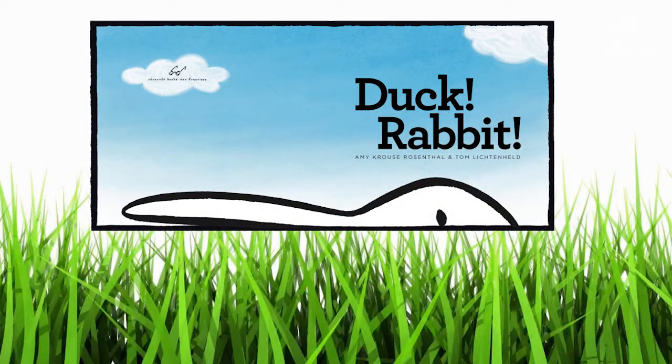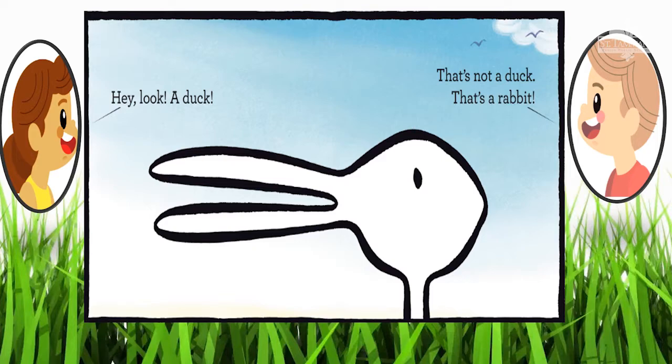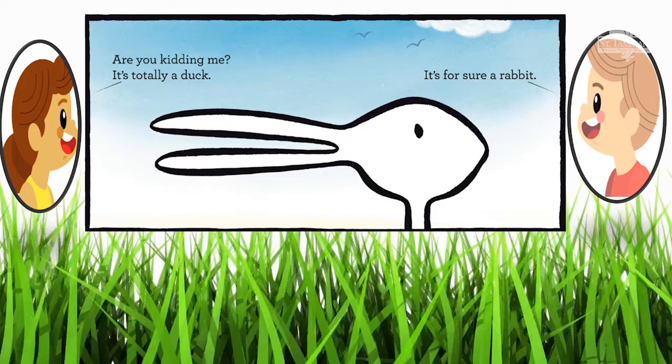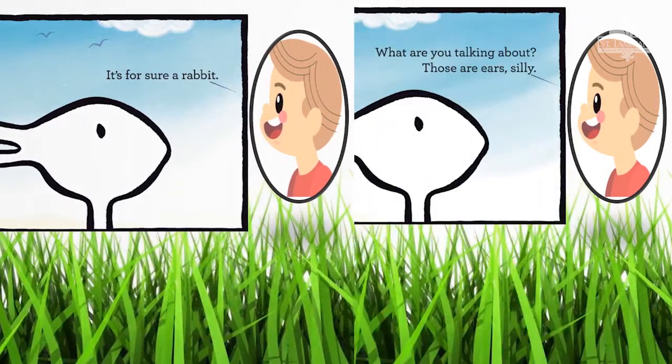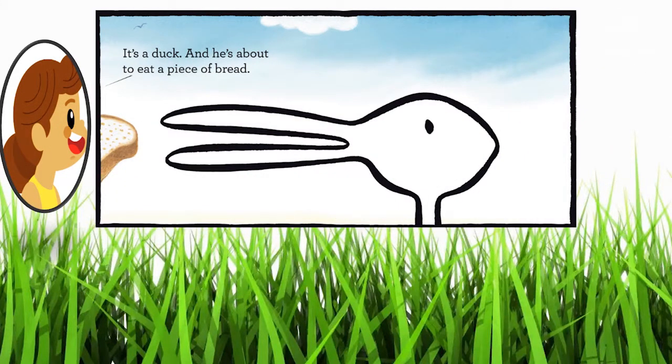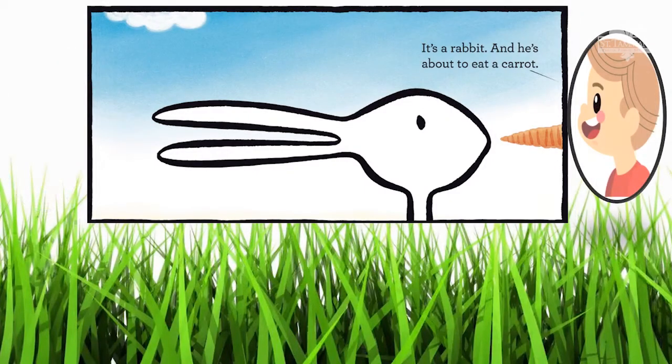Is it a duck or is it a rabbit? Hey, look! A duck! That's not a duck. That's a rabbit. Are you kidding me? It's totally a duck. It's for sure a rabbit. See, there's his bill. What are you talking about? Those are ears, silly. It's a duck, and he's about to eat a piece of bread. It's a rabbit, and he's about to eat a carrot.